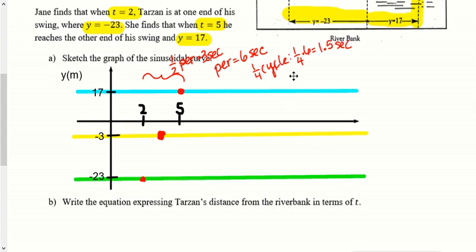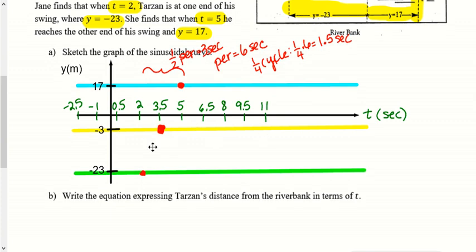So a quarter of the period, or a quarter cycle, is 1/4 of 6, and 6/4 is 1.5 seconds. So from 2, I would go up 1.5 seconds to 3.5 seconds, which would give me the middle. And then I'd go up another 1.5 to get to 5. I can keep going up 1.5 seconds, or I could go down 1.5 seconds. So I'm going to mark my x-axis.